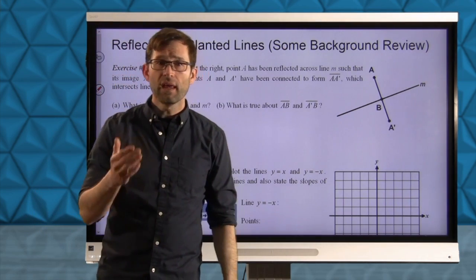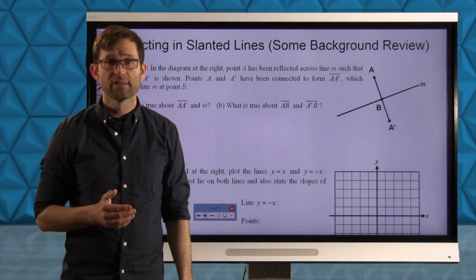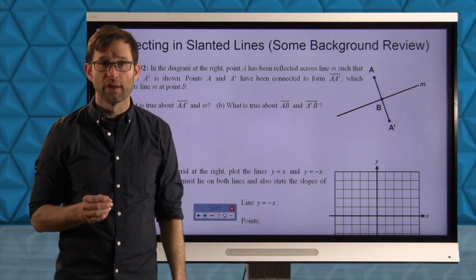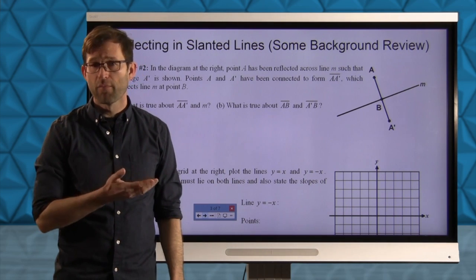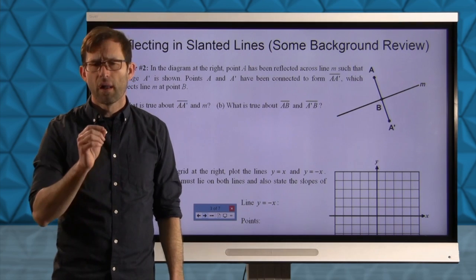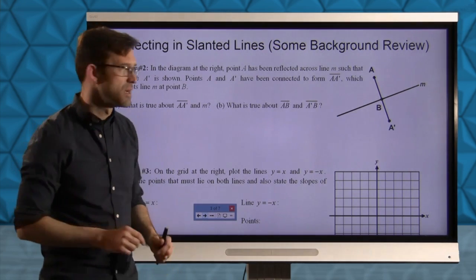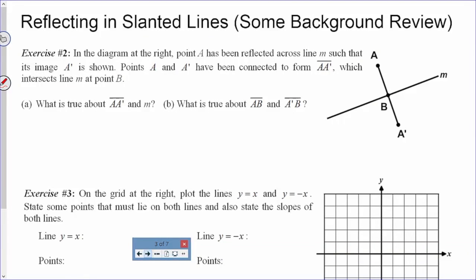Now again, the key to doing reflections in slanted lines is really understanding what a reflection is. So a little review on that, even though we've been already doing it in the previous example, a little more of a review on it in exercise number 2. Let's take a look. In the diagram at the right, point A has been reflected across line M such that its image, A prime, is shown. Points A and A prime have been connected to form segment AA prime, which intersects line M at point B. Whew.